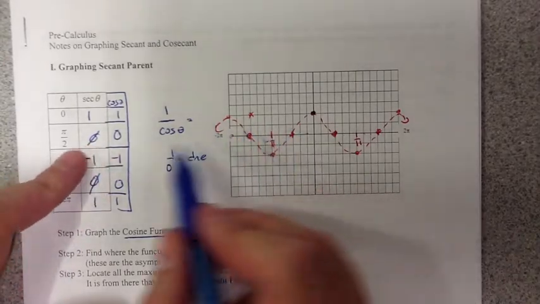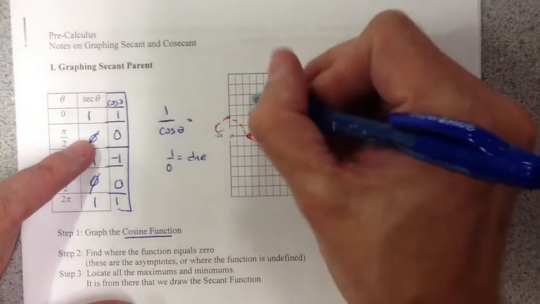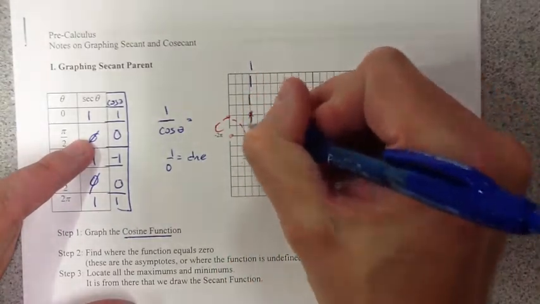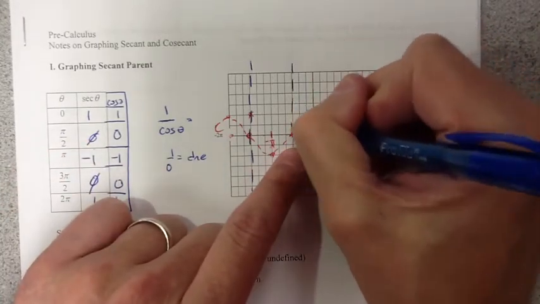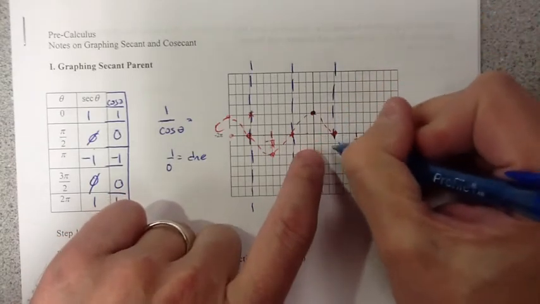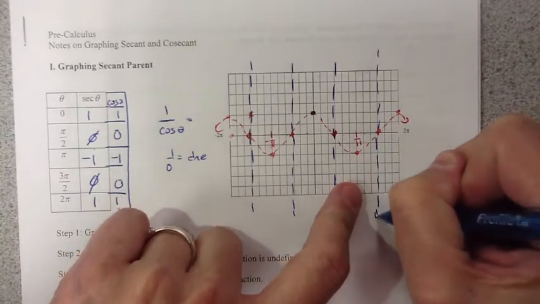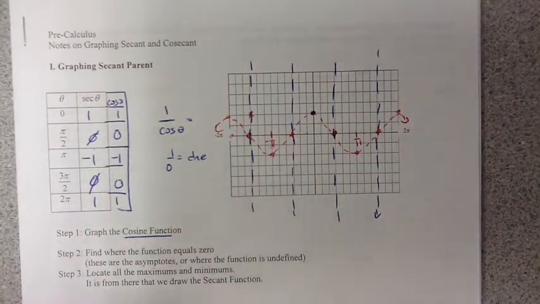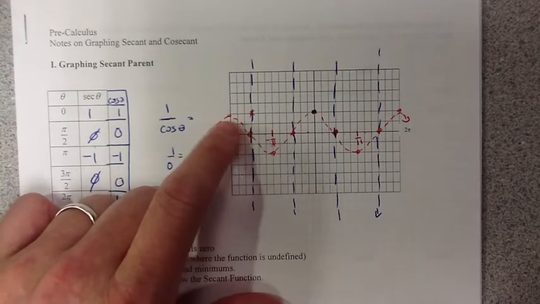But here's how I do this. Remember, everywhere cosine was 0, it was undefined. Well, that means there's an asymptote. So here's an asymptote, and I draw it in. Here's an asymptote. Everywhere it crosses the x-axis, we get an asymptote. Here's an asymptote. And here's an asymptote. Now my rule, very simple. Here's what it says. We found where the function equals 0. These are your asymptotes, or where the function is undefined. Locate the maximums and minimums.